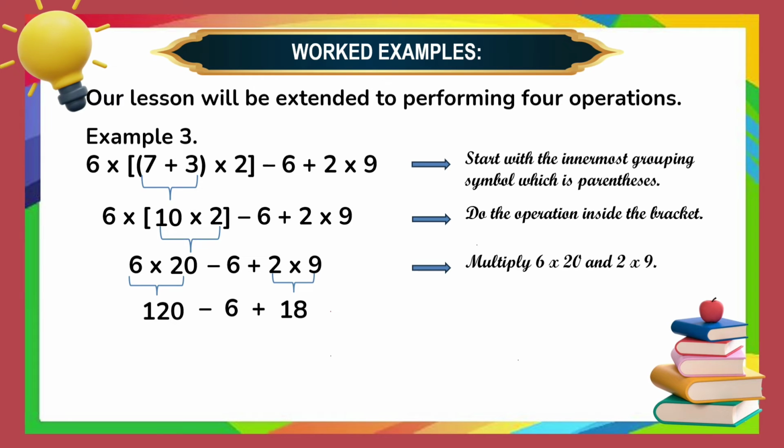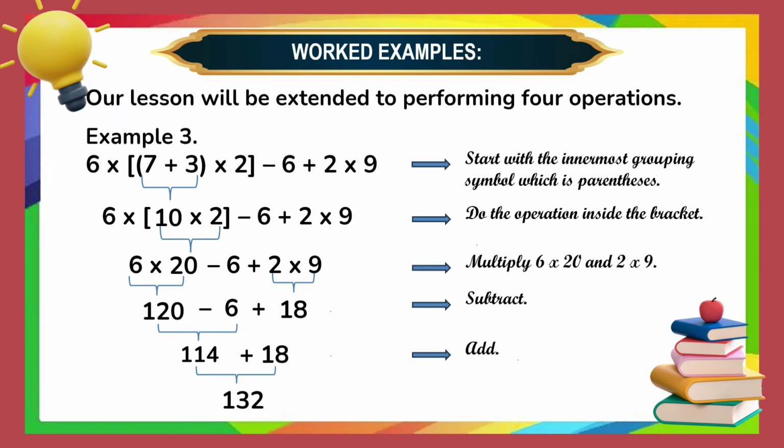So we have subtraction and addition. So we will do the subtraction first from left to right. Okay, so 120 minus 6, the answer is 114, and then bring down plus 18. And last thing to do is addition. So 114 plus 18, the final answer is 132.